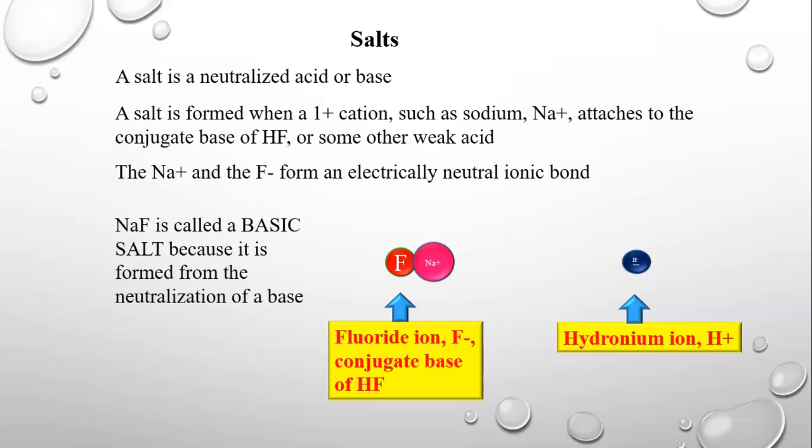NaF is called a basic salt because it is formed from the neutralization of a base. So what you did is you took an acid, you took that +1 charged proton away from it, and then you replaced it with some element other than a proton. A proton's not an element, but some element that also has a +1 charge. And now it's neutral. It no longer has a positive or negative charge. That NaF is electrically neutral, and so it no longer acts as either an acid or a base, and that's called being neutralized.